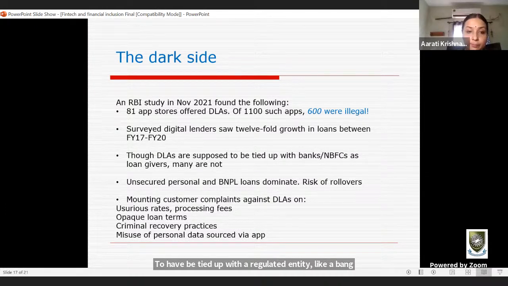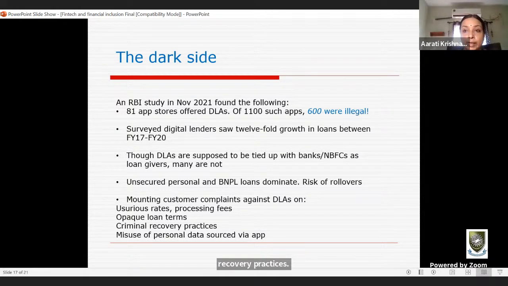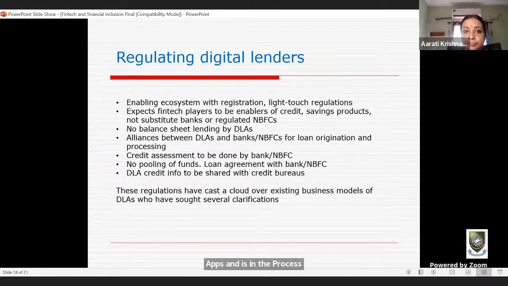And there were a lot of complaints about the apps not only charging usurious rates and processing fees, up to 25-30% of the loan could go as processing fee, but also about criminal recovery practices. Once they got access to your contact book or photo gallery, they were found to be even threatening members of the family for non-payment, or using pictures of women in the family inappropriately, and all sorts of really terrible practices, which is why RBI has decided to crack down very heavily on these digital lending apps and is in the process of tightening its regulatory noose on them.